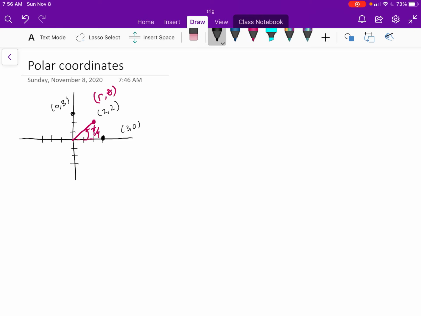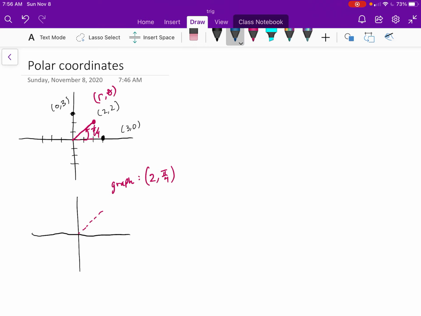So for instance, let me draw a new set, and we'll use some of those values from up there in a minute. If I had given you (2, pi over 4) and said to graph this point, then I am telling you to look at the angle pi over 4, which is 45 degrees, right? And then go 2 units out.